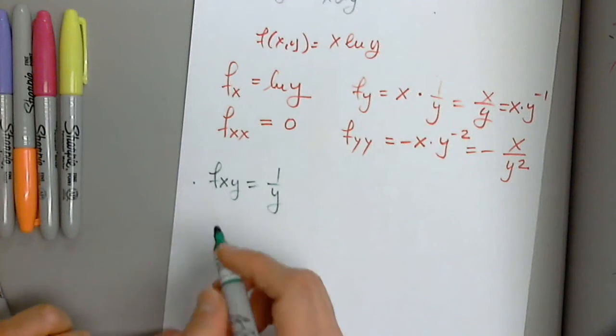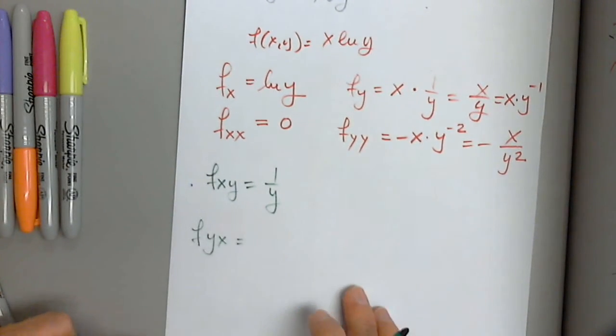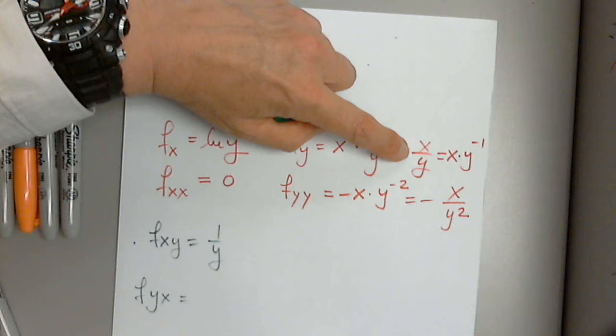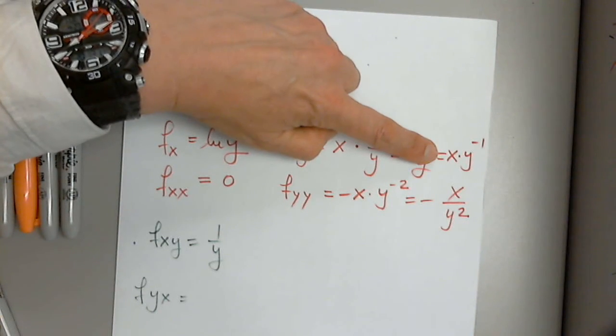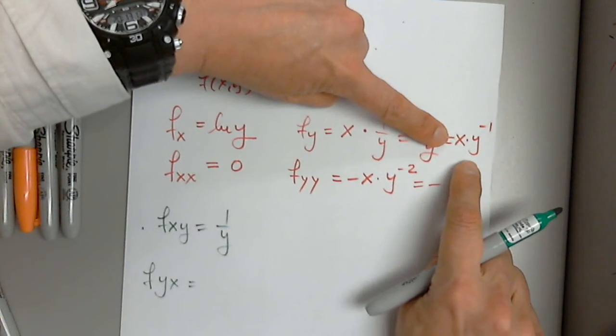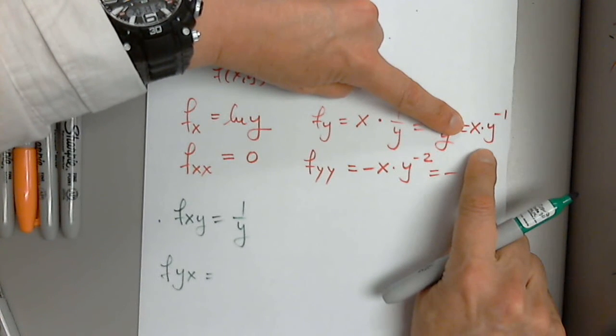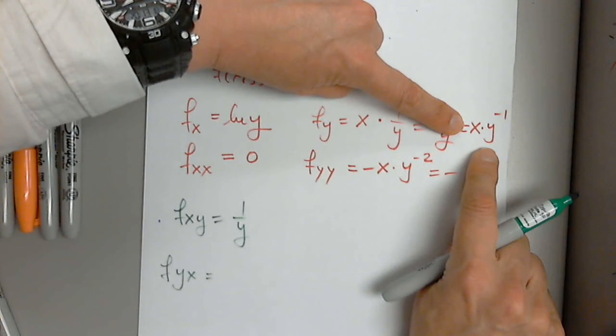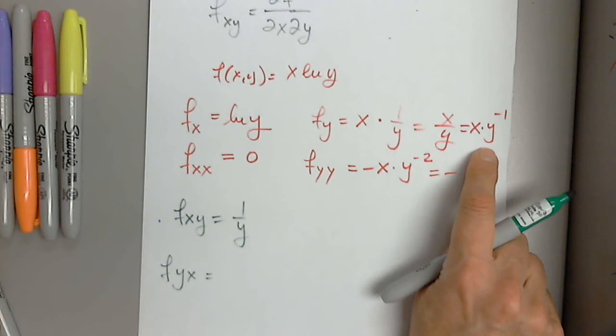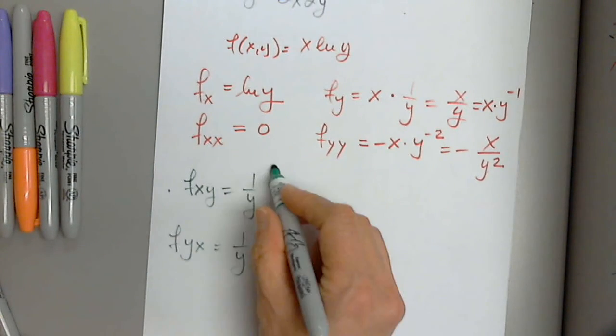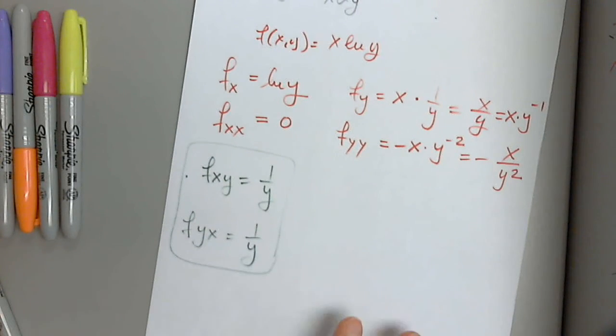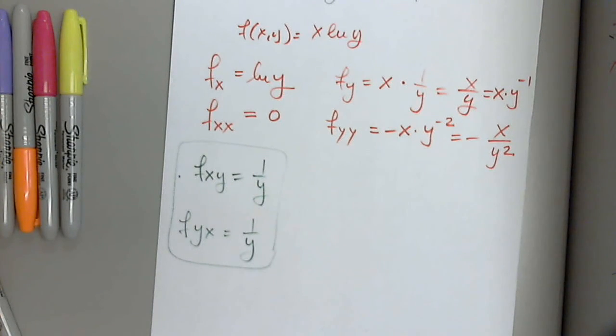Excellent. So now fyx. So this is my fy. And I want to differentiate this with respect to x. What do I get? 1 over y. Exactly. Notice something very interesting? Yes. That's what's going to happen. fxy and fyx will be the same. So we'll always have to find the 2.